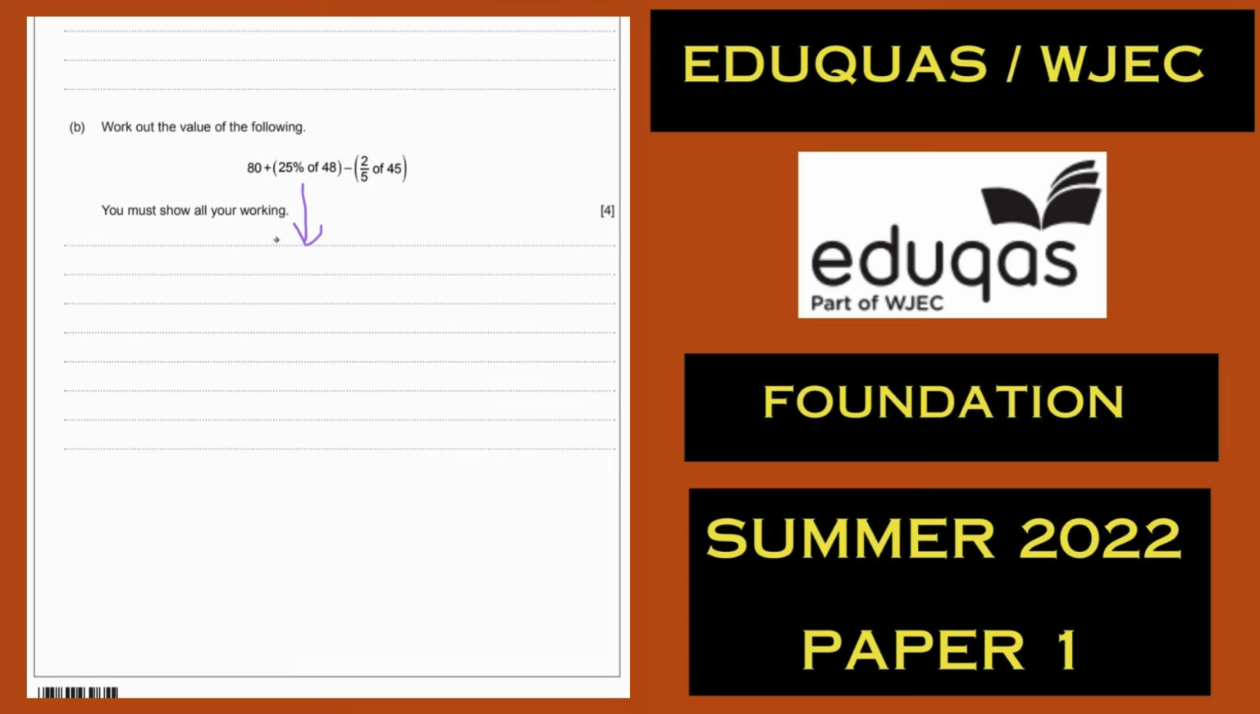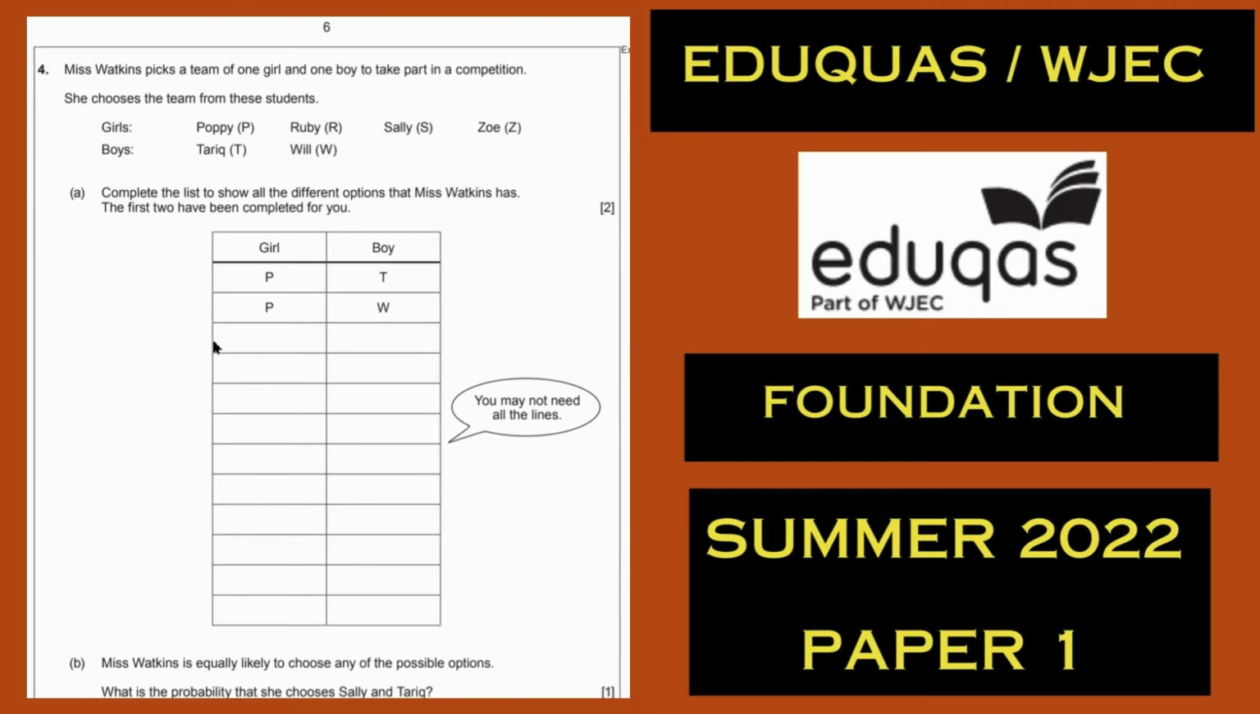25% means a quarter of a number, a quarter of 48, in other words, divide it by 4. And here, how do you find 2/5 of a number? Find a fifth by dividing by 5 to get 9. Blew it there, didn't I? And then double because the top is not 1, it's a 2. So in other words, you're getting 18 there. 80, add the 12, 92. Take away the 18 mentally, or column addition, subtraction if you want.